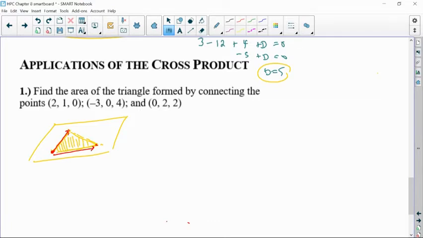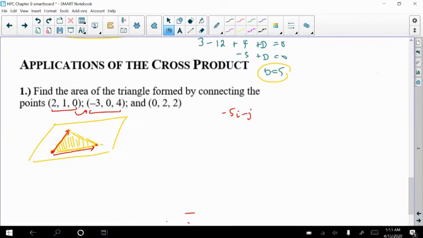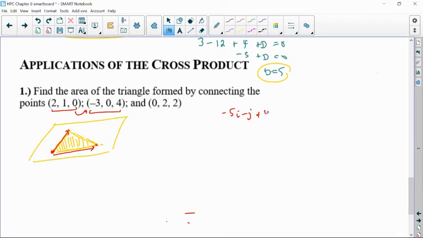If I'm going to go from this point to this point, again, order doesn't matter, I could have gone the other way. 2 down to -3 is -5i. 1 down to 0 is -j. 0 up to 4 is +4k. Then let's say I wanted to go from this point to this point. 2 down to 0 is -2i. 1 up to 2 is +j. And then 0 up to 2 is +2k. So those are 2 position vectors, and I could have picked any of them.